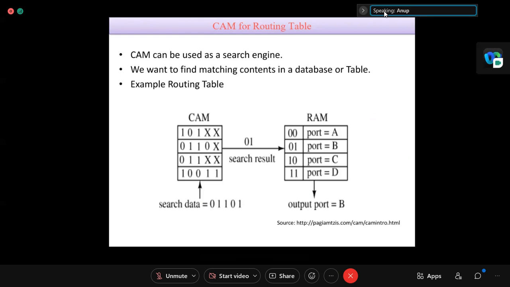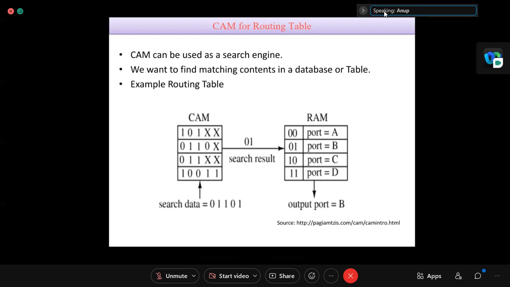CAM is also used for routing tables. Using CAM, we can decide which port is to be selected and which is not. Based on the search data, a search result gives some address, and accordingly the output port would be selected.